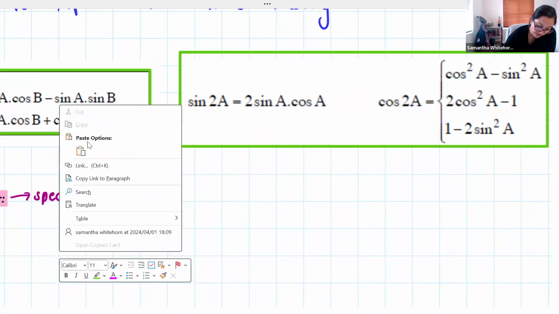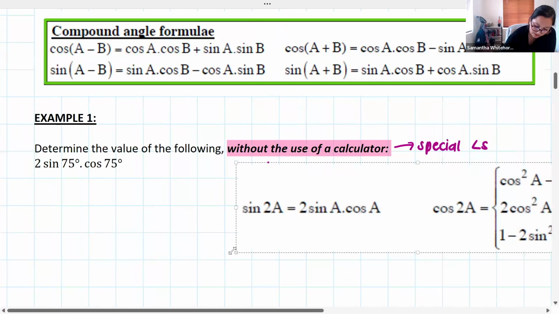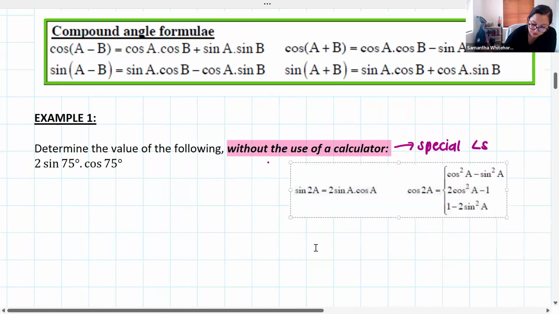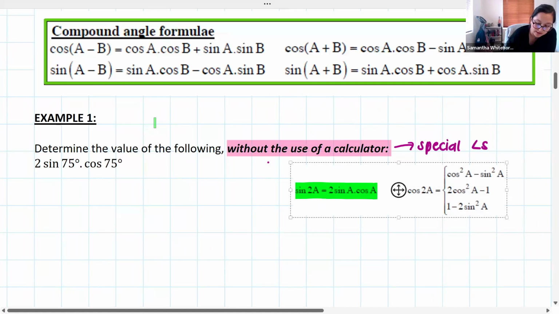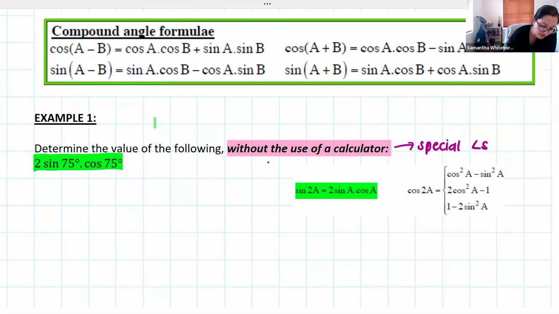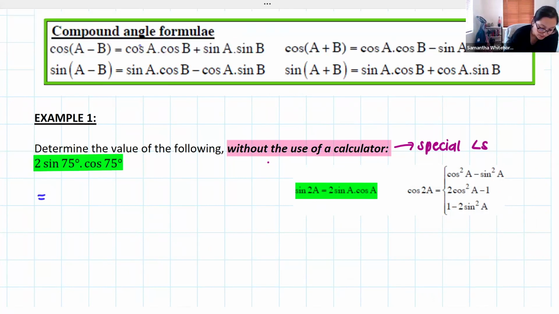If we now compare this to our double angle formulas that we know, and make this smaller, hopefully you'll agree with me that the expression we've been given looks very similar to our sine double angle identity. Comparing the two, we've got 2 sine A cos A, and we've got 2 sine 75 and then cos of the exact same angle. So I'm going to apply my sine double angle formula. It's sine of a double angle of 75 degrees, which gives me sine 150.